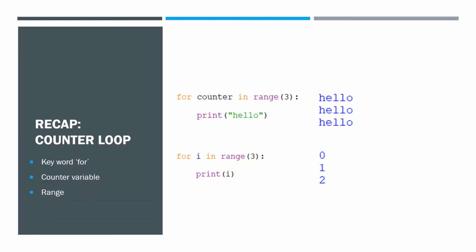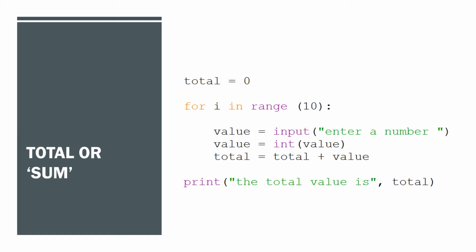So let's quickly recap what we've learned about counter-controlled loops. They start with the keyword for, they have a counter variable and a range, and they will count up to the top of that range. If you can't remember about counter-controlled loops, go back and have a look at lesson 15. We can use a counter-controlled loop to add together a group of numbers.